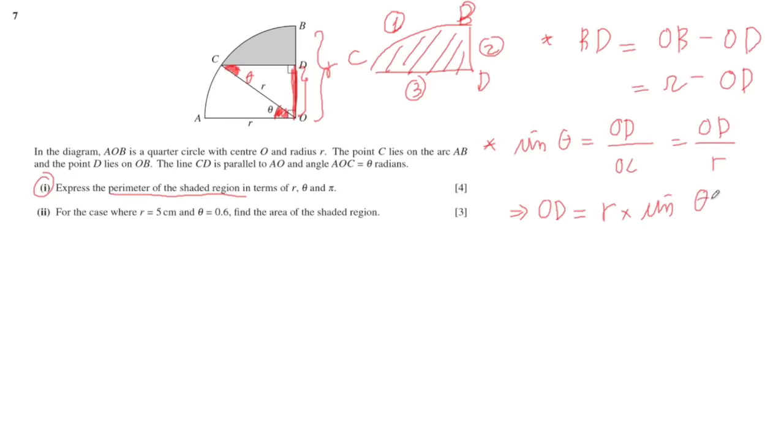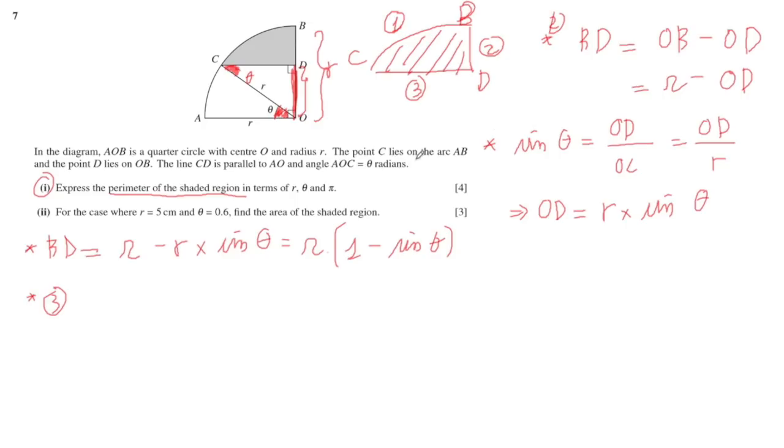OD has to be divided by R, so OD will be equal to R times sine phi. Combining them, the formula for BD will be equal to R minus OD. OD here is R times sine phi. So simplified, we have R times (1 minus sine phi). Here is BD. Okay, you can write out this one first. And the second, I calculate part 3, CD.